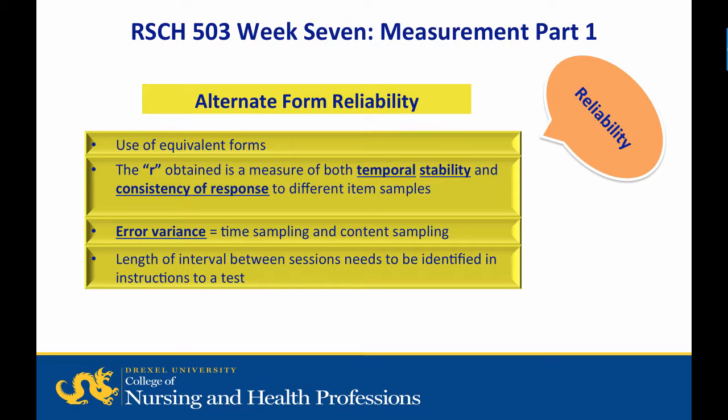Another form of determining the reliability of a test or instrument is called alternate form reliability. This involves giving a subject equivalent forms of the same test or instrument and then computing Pearson's R using scores on the alternate forms. The R obtained is a measure of both temporal stability and consistency of response to different item samples. The error variance in alternate form reliability is both time sampling and content sampling. The length of the interval between test or instrument sessions needs to be identified in the test or instrument instructions.